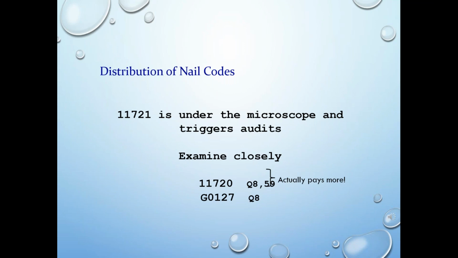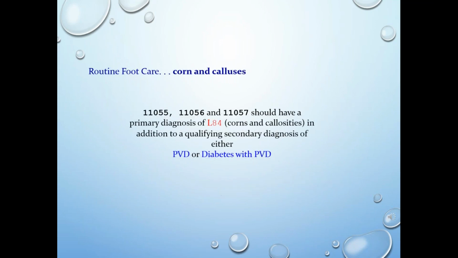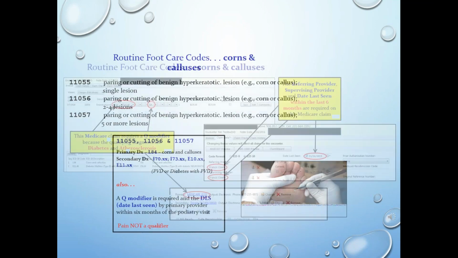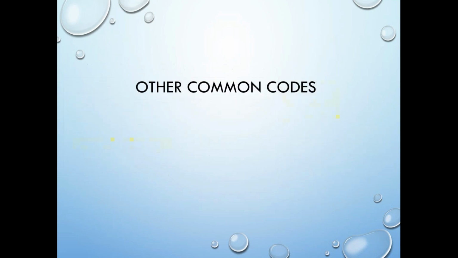And John, would you also say that in addition to the G0127 just getting the Q modifier, would the 11719 also get just the Q modifier? Yep, same thing. It would be 11720 Q859, 11719 Q8. Good. All right. Thank you for stopping. It's a very valuable piece of information for everybody.